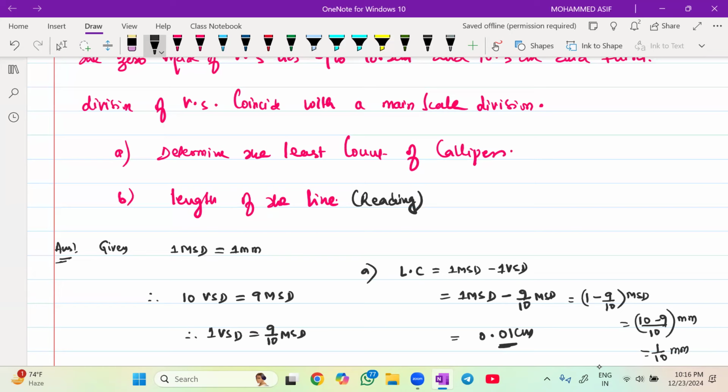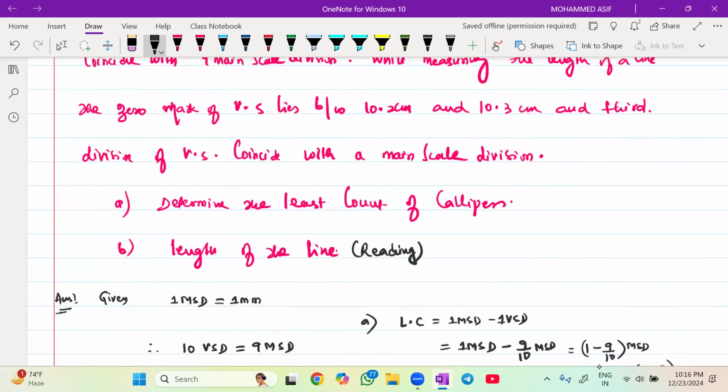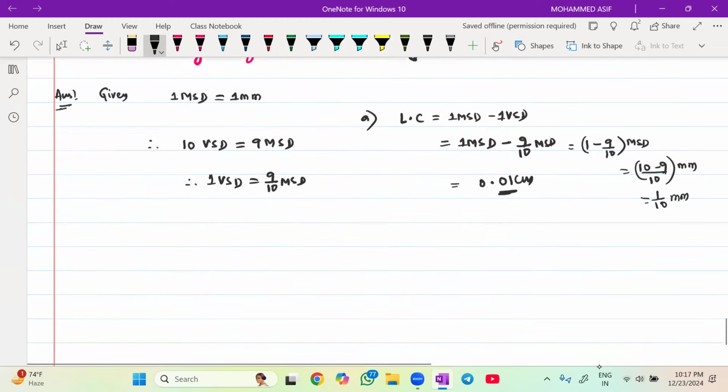Because the units are being given in centimeters. See here, the readings being given are 10.3 centimeters, 10.2 centimeters. That is the reason I have taken the least count in centimeters rather than in mm. This is 1 by 10 mm. Multiply it with 1 by 10, so it will be 0.01 centimeter. Am I clear? Am I clear? Yes, sir. Very good. Chalo.